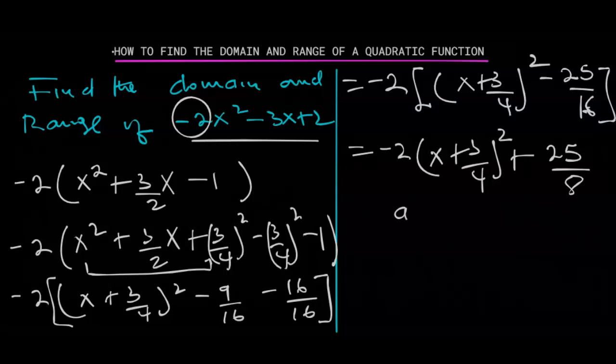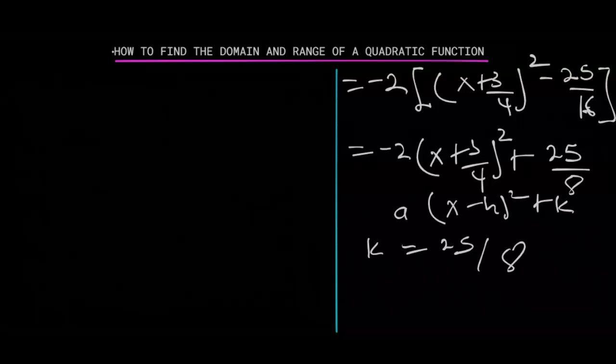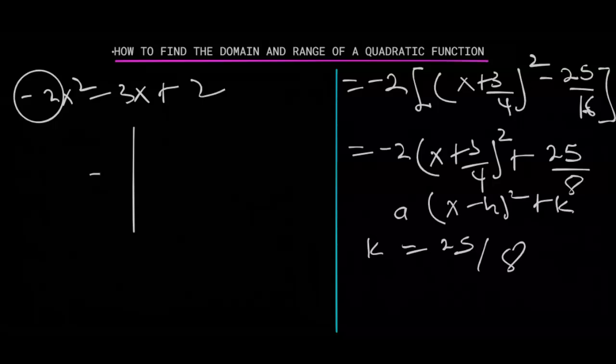Now when we compare this with our a(x minus h) squared plus k, you realize that our k is equal to 25 over 8. Now we know that from minus 2x squared minus 3x plus 2, because this is negative, the curve is going to look something like that. This is a rough sketch, and we know that k is going to be here, which is 25 over 8, and the graph will never go above that.